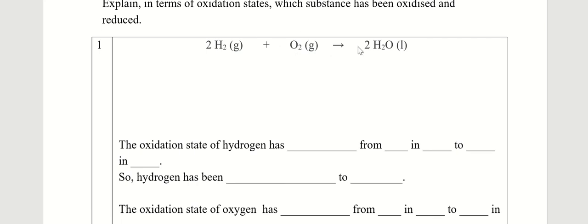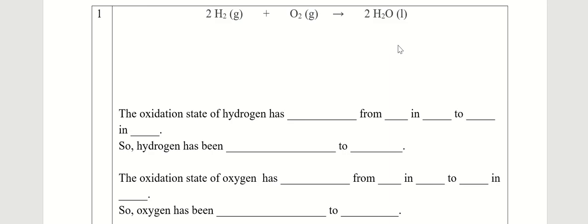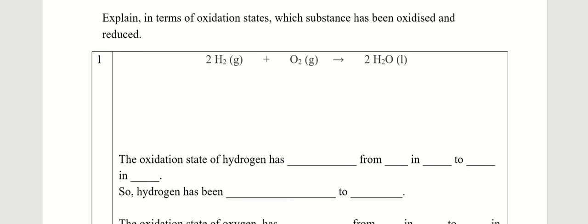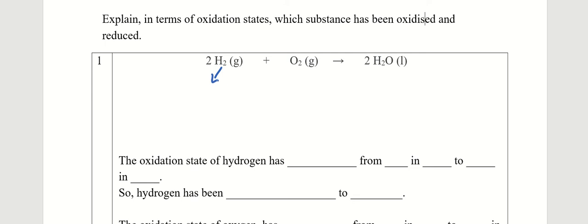reacts with oxygen to form water. All right, you can recognize that this is actually a combustion reaction. Okay, so now in order for us to determine whether something has been oxidized or reduced, we first check its oxidation state. Okay, so we can see here hydrogen is in its elemental form. Okay, hydrogen being an element, the oxidation state will be 0. Oxygen here is also an element, so its oxidation state is also 0. Now we look at water.